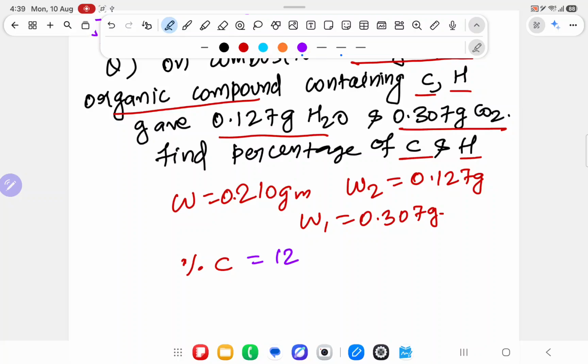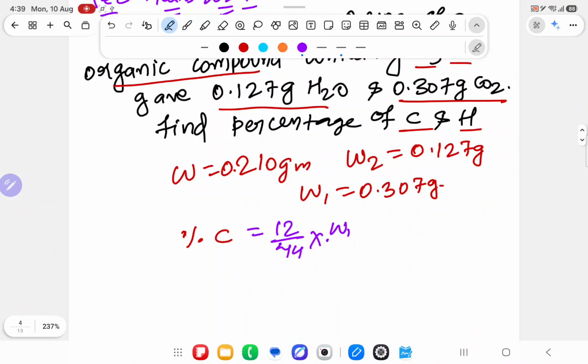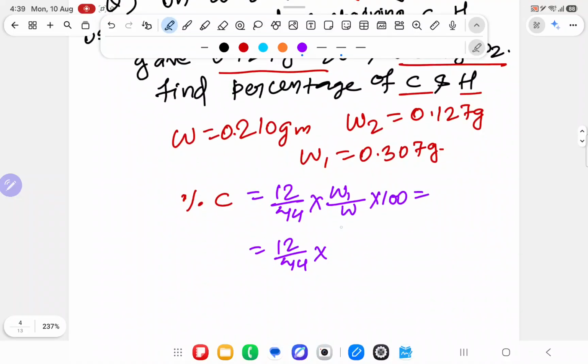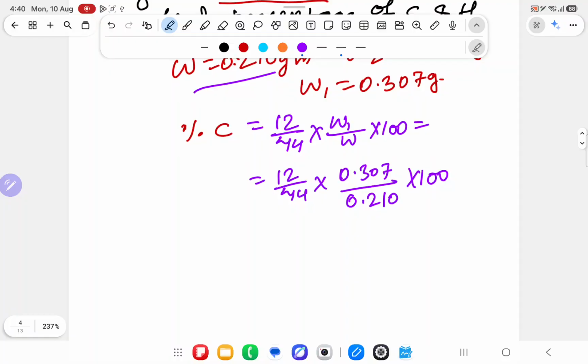Sir, percentage of carbon is 12 by 44 into W1 by W into 100. So it will be 12 by 44 into W1, the weight of carbon dioxide, which is 0.307, by W, the weight, which is 0.210, into 100. Now I am not going to solve it, you just solve.